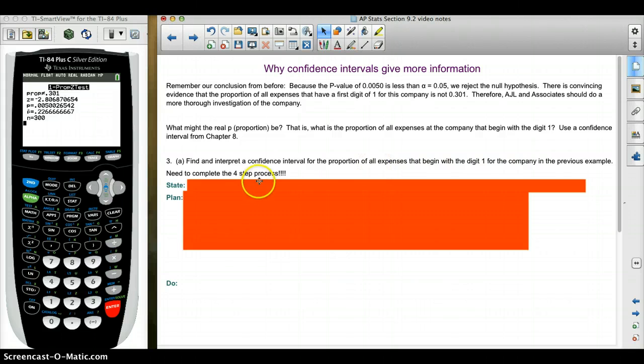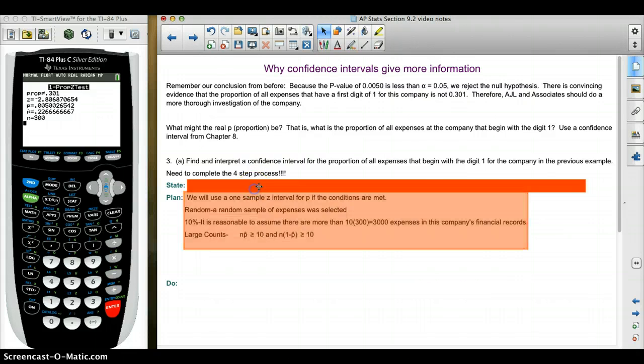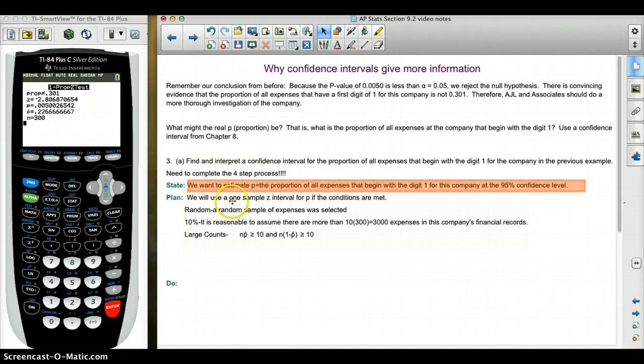You still need to do the four-step process. So you go through your state and your plan. You want to estimate the proportion P of all expenses that begin with the digit 1 for the company at a 95% confidence level. We use a one-sample z interval this time for P, not a z test for P. To check if the conditions are met, we randomize by saying yes, we have a random sample of expenses. 10% is reasonable, and you can continue reading.